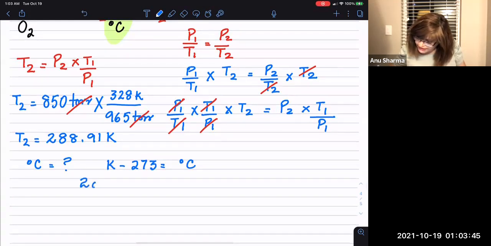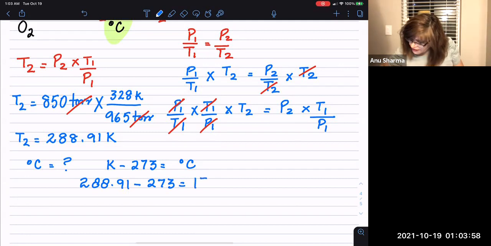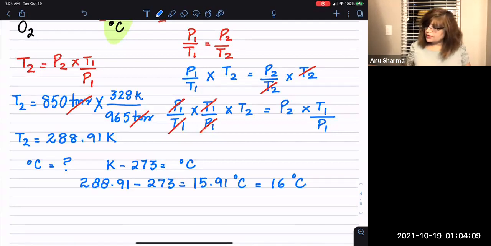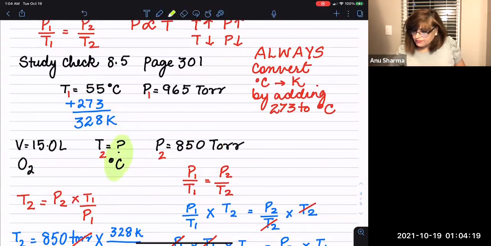In other words, 288.91 minus 273 gives you 15.91 degrees Celsius, and that can be easily written as 16 degrees Celsius. So this is how you convert if the question is asking you to find the answer in degrees Celsius. You still do the conversion, so always do this. This is very important: always convert degrees Celsius to Kelvin.